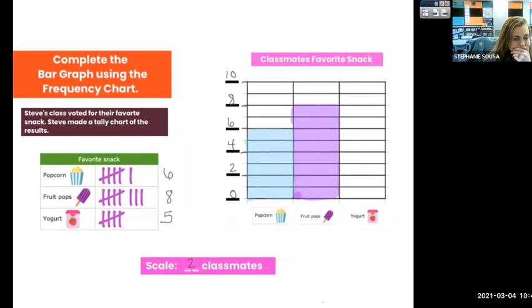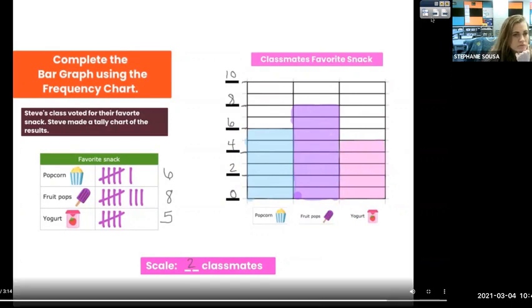And then my last one is my yogurt. You can see that 5 people liked yogurt. So I'm going to count up here, start at 0, 2, 4. I'm not going to go all the way up to 6. I'm only going to go up halfway to 6, which is 5. You can see here that this is right at 6 for popcorn. Fruit Pops goes up to 8. And yogurt is here halfway between 4 and 6, which is 5.